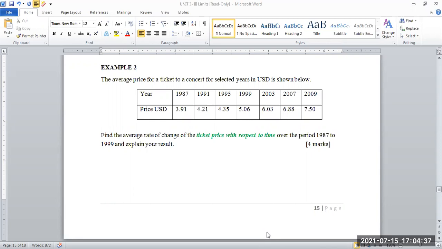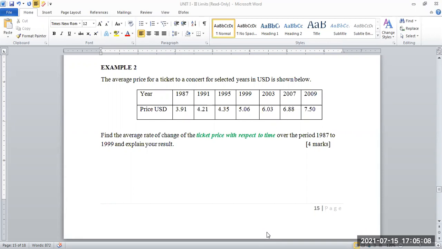What's the answer again? 5.06 minus 3.91 divided by 1999 minus 1987. So it would be 1.15 divided by 12, which gives you 0.10 USD. Why did you divide by 12? Because from 1987 to, well, take away 1987 from 1999. What's the figure you get?